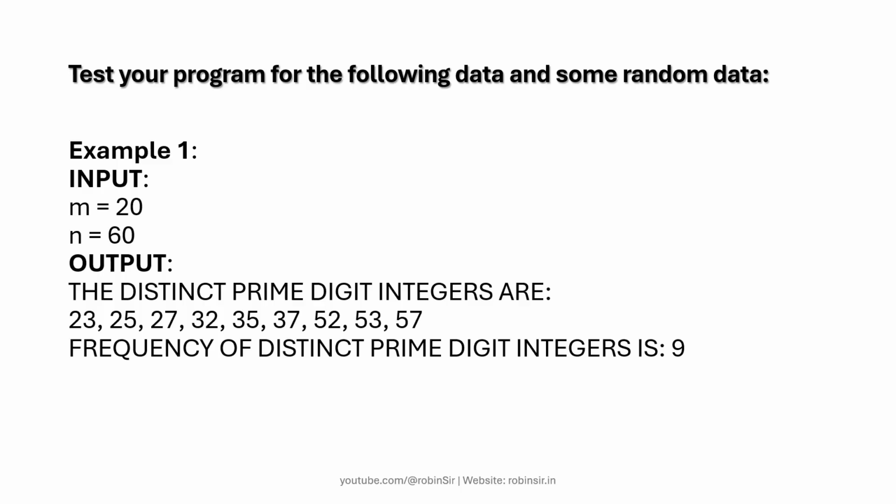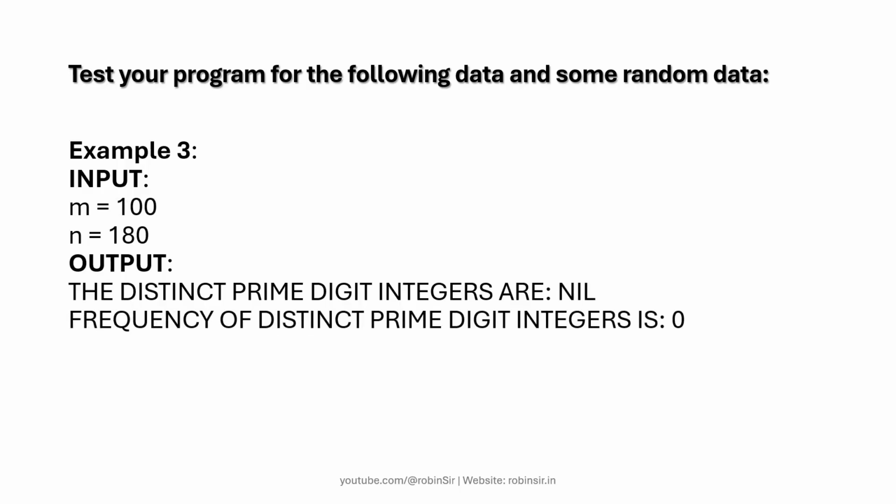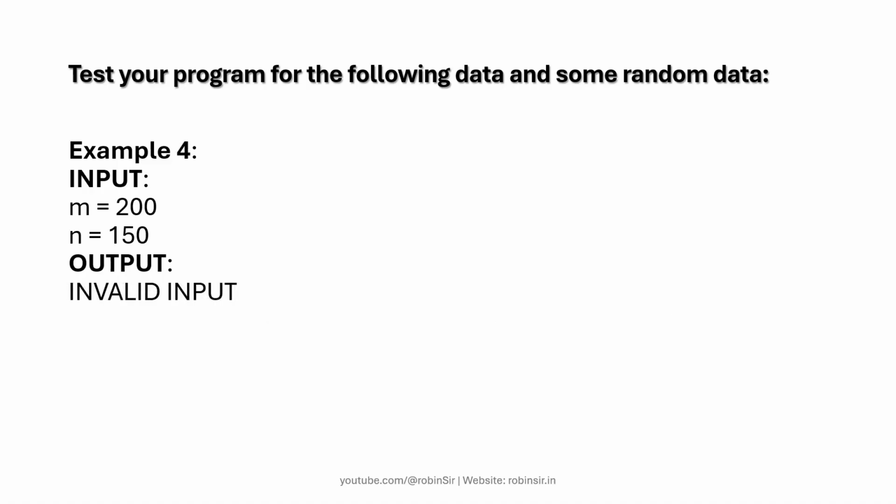So if m is 20 and n is 60, we can see that there are 9 distinct prime digit integers that are being displayed in the output. In example 2, when m is 70 and n is 120, we have 3 distinct prime digit integers. In example 3, when m is 100 and n is 180, there are no distinct prime digit integers, so the output is nil and the frequency is 0. And in example 4, when m is greater than n, so it's an invalid input. So that's the question. Let's now look at the program.